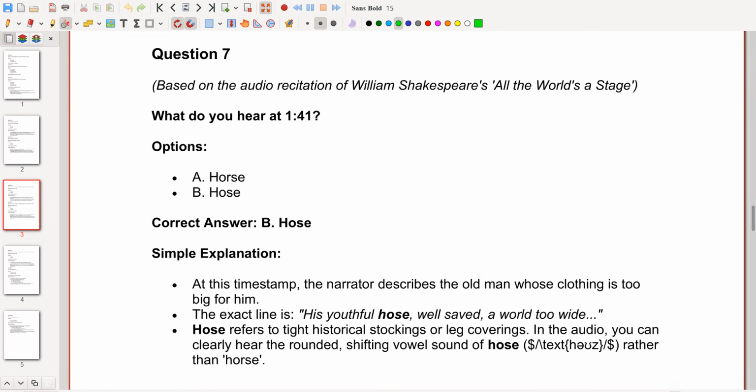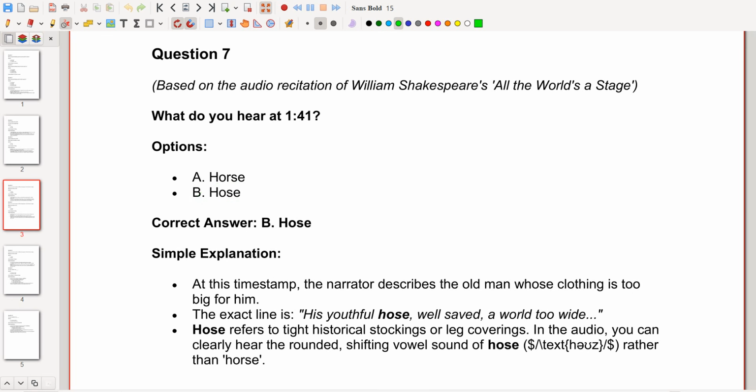Again, we are asked to hear the same audio and locate what we hear at timestamp 141. At this timestamp, the narrator describes the old man whose clothing is too big for him. The exact line is, "his youthful hose well saved a world too wide." Again, I'm repeating, his youthful hose, not horse. So option B is the right answer.